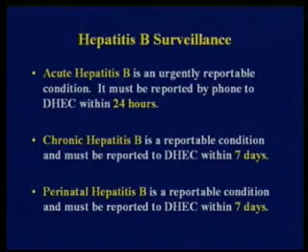So, because I'm in public health, I have to throw this in. Notice that acute hepatitis B is reportable to the health department within 24 hours. Chronic hepatitis B is also reported within 7 days. And perinatal hep B is reportable within 7 days. Each state has its public health reporting requirements. These are the ones for South Carolina. But I bet you just about all the states have hepatitis B on their disease reporting list.